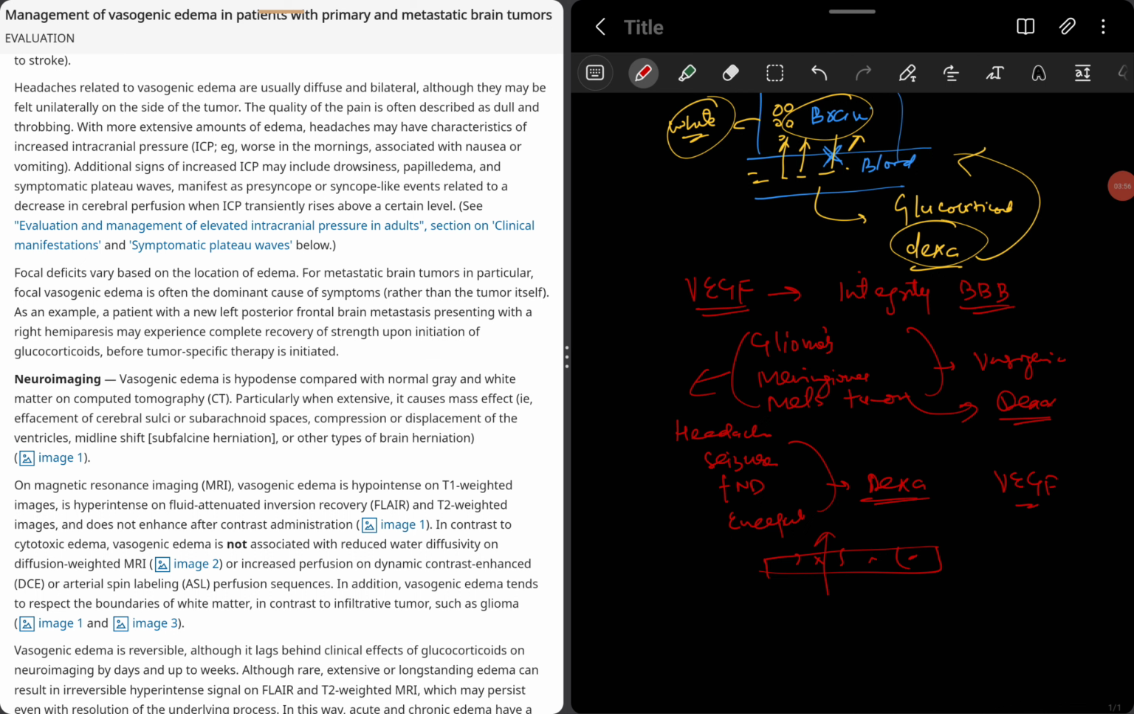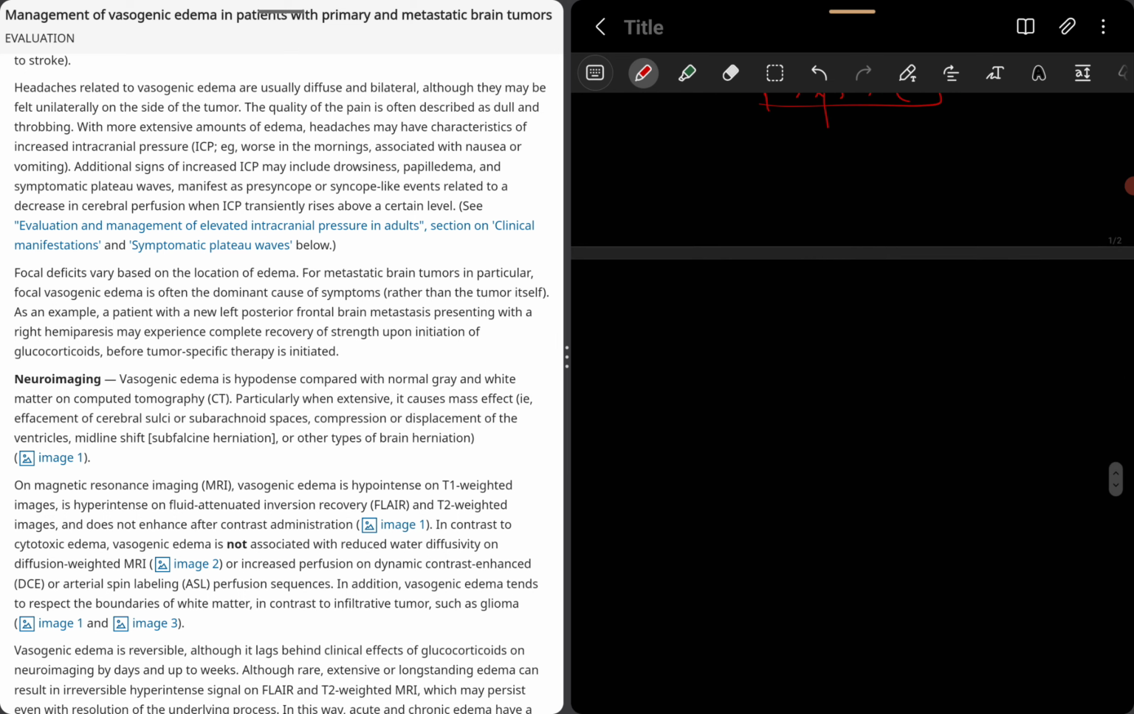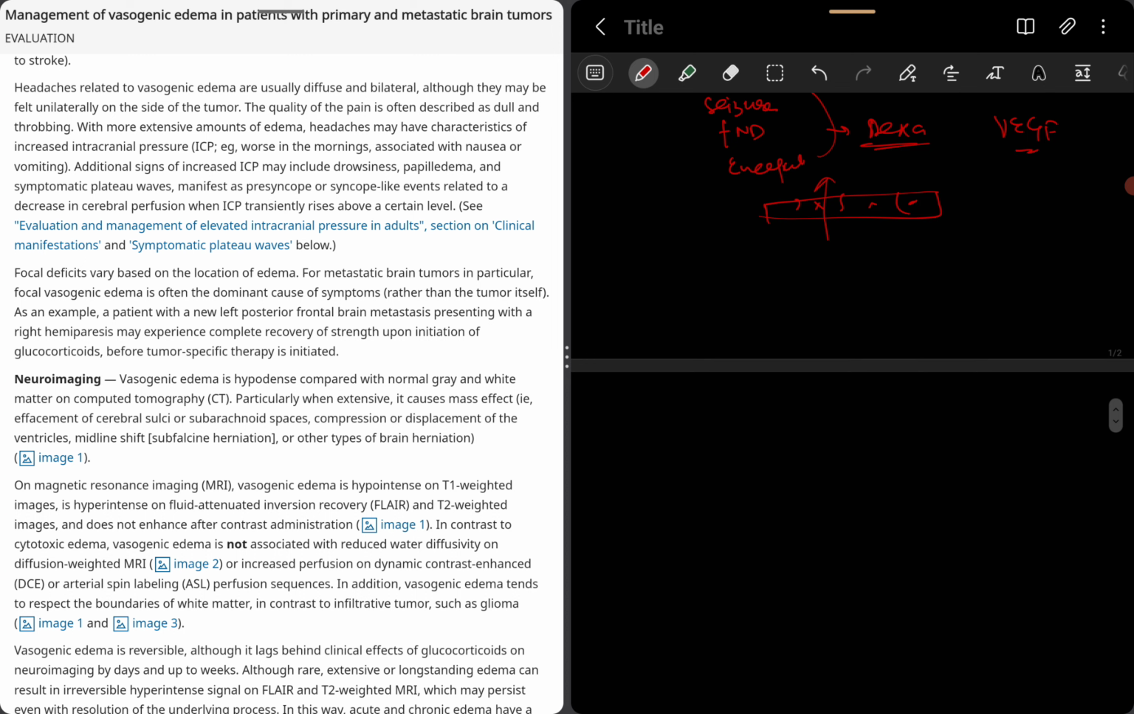Now, if, for example, post-tumoral, if patient develops headache, what are the characteristics of that headache? Headache will be this dull type of headache, throbbing headache. It can be throbbing pain. It is usually diffuse. It's usually bilateral in nature and may be felt unilaterally on the side of the tumor. And quality of the pain is often described as dull, throbbing pain.